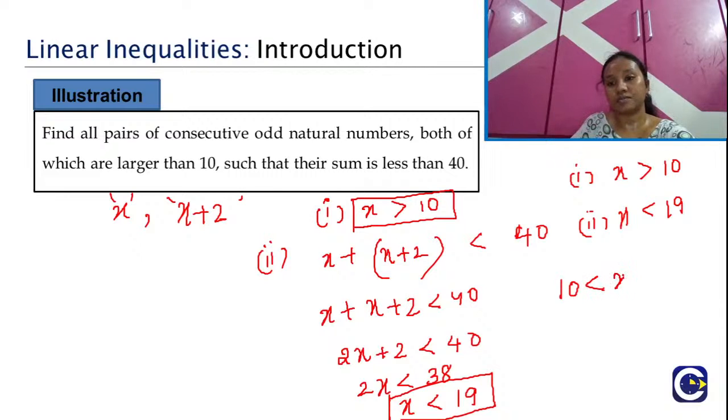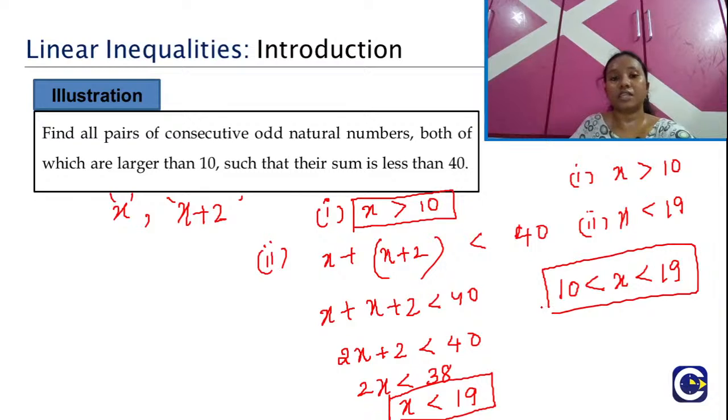So this will be our x values, that is, the consecutive pairs of odd numbers where both the numbers are greater than 10 and their sum will be less than 40. Right. So this is our first question here. So let's move on to the next question.